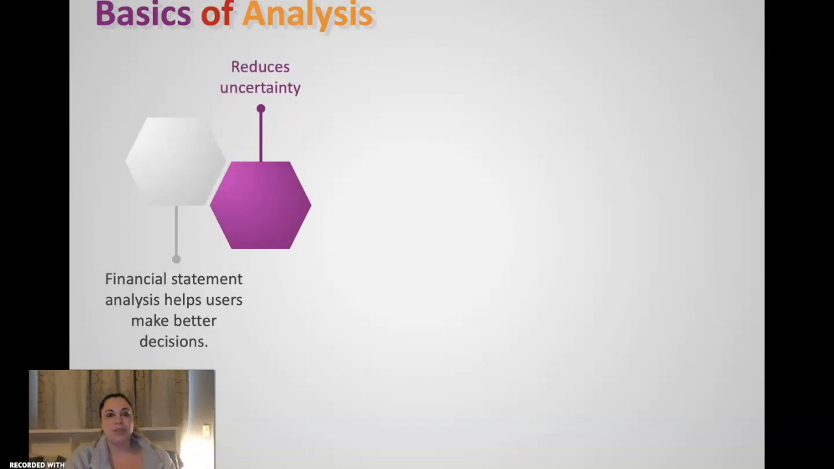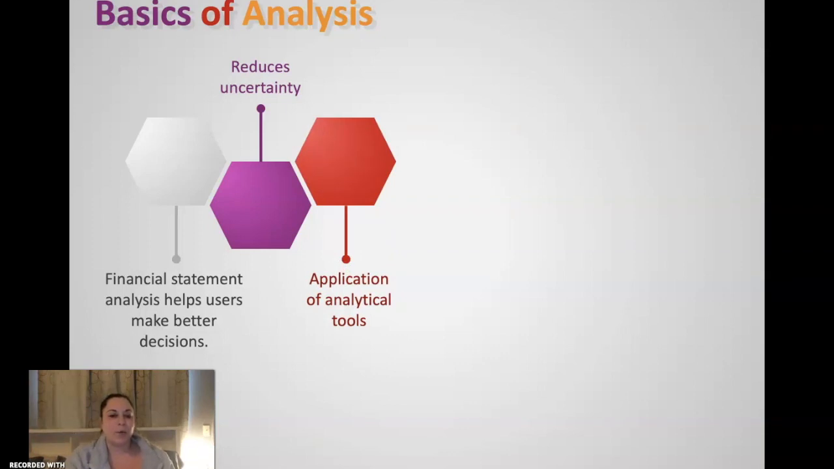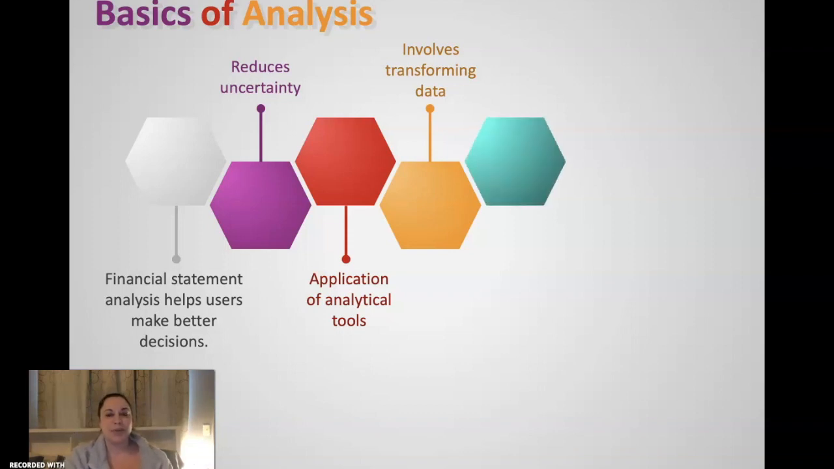Okay, it helps reduce uncertainty. Instead of just guessing, oh, I think this company is good, we do have hard facts on how they've been doing. We're going to be using analytical tools. So like I said before, it's the horizontal, vertical, and ratio analysis that we're going to be doing. And it involves transforming data. So we're basically taking information from the income statement, from the balance sheet, and transforming that into specific numbers. And those numbers will tell us how a company is doing.